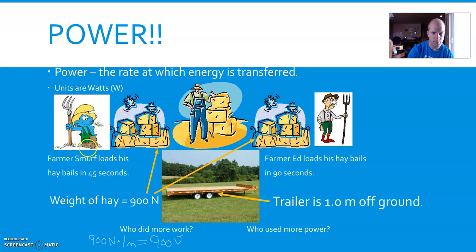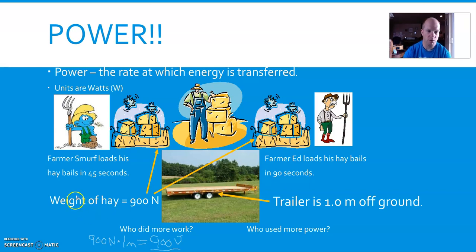Now, since both Farmer Smurf and Farmer Ed had the same amount of hay, right, and had to put it on the similar trailer, right, did either of them do more work, or did they do the same work? Well, it sounds to me like they did the same amount of work, 900 joules. Now, the next question is this: who used more power? Well, if I look at this, Farmer Smurf did his hay bales in 45 seconds, and it took Farmer Ed 90. So who used more power, you guys? What do you think?